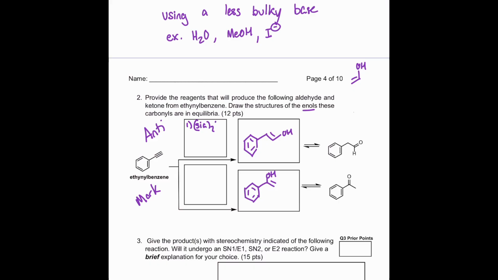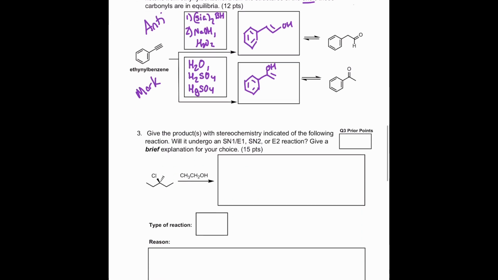So Sia2BH, and then the second part of that is going to be NaOH, H2O2, and remember that's our anti-Markovnikov, so that's what we wanted for that. And then we have our Markovnikov, it's going to be H2O, H2SO4, and then HgSO4. And that's going to be our Markovnikov product. So that's the answer for number 2.